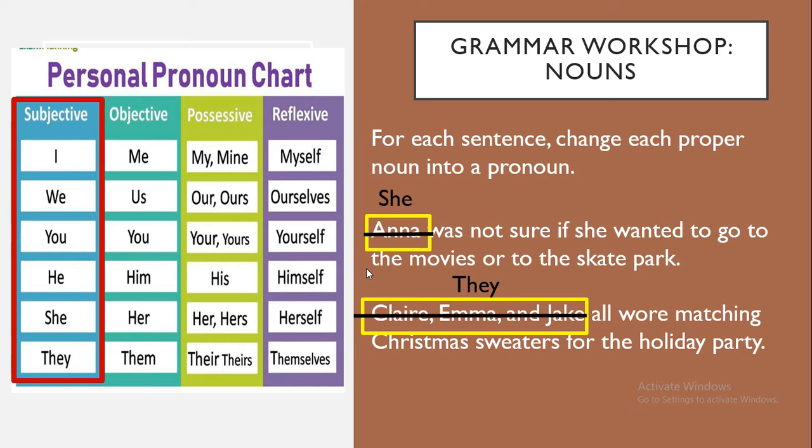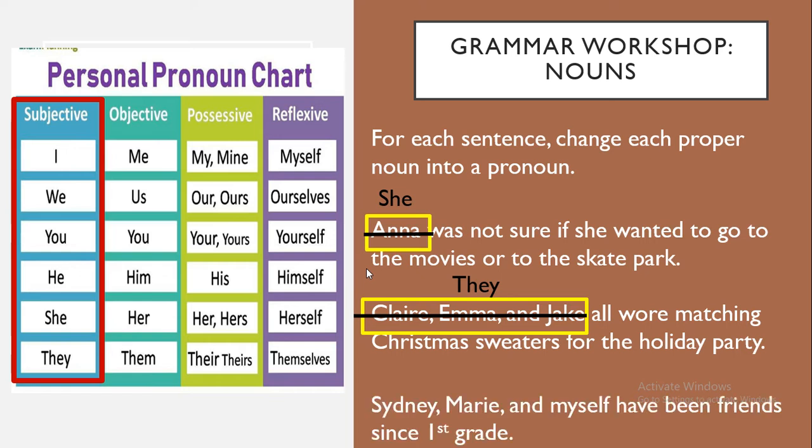And let's try one final one together. Sydney, Marie, and myself have been friends since first grade. So again, this is another plural one. You have two options to choose from. And so what could we replace Sydney, Marie, and myself with? Go ahead and write it on your paper in a complete sentence.